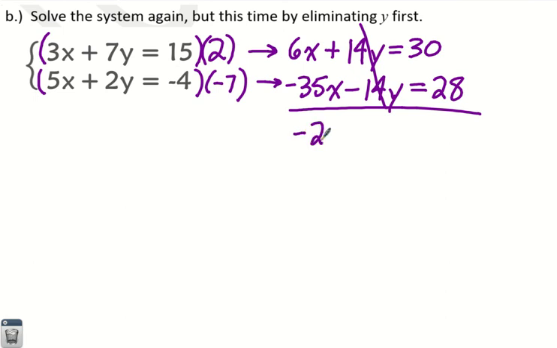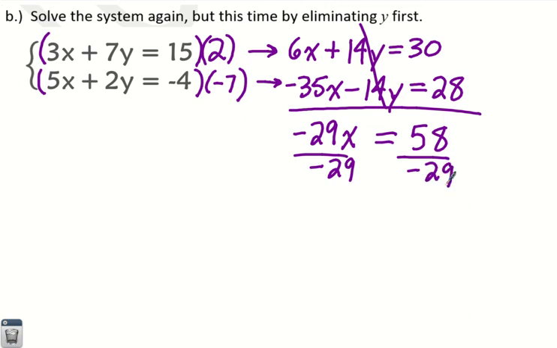So that would be negative 29x, Mr. Falk, is equal to 58. We're going to divide both sides by negative 29. And we, ladies and gentlemen, get x is equal to negative 2. Did all that math in my head. Now, we're not done, though, Falky. Don't you stop right there, big dog.